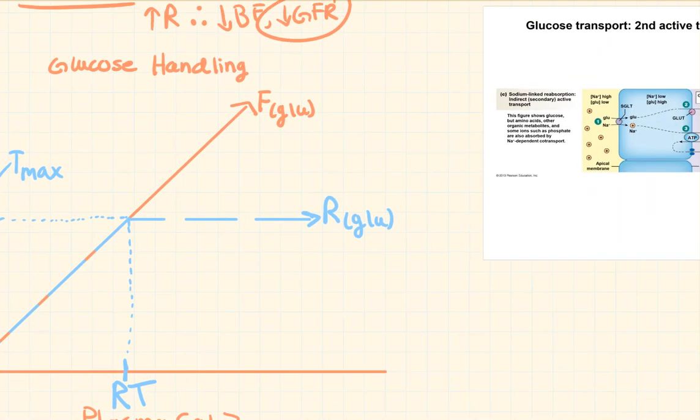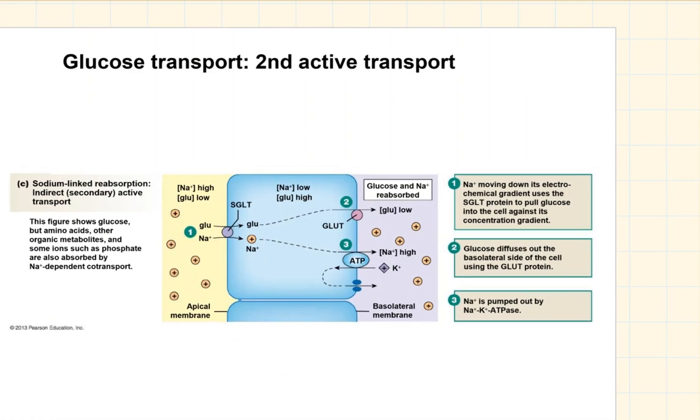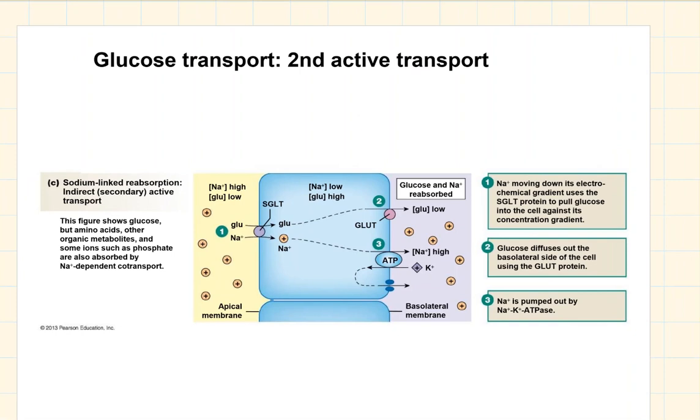All right, so to put this into a little more perspective and context, let's look at the actual mechanism of how we reabsorb glucose from our kidney. What we're looking at here is an epithelial cell. We have ECF on the right, and we have the lumen of the kidney on the left. So the goal is to get glucose from the lumen all the way to the ECF.